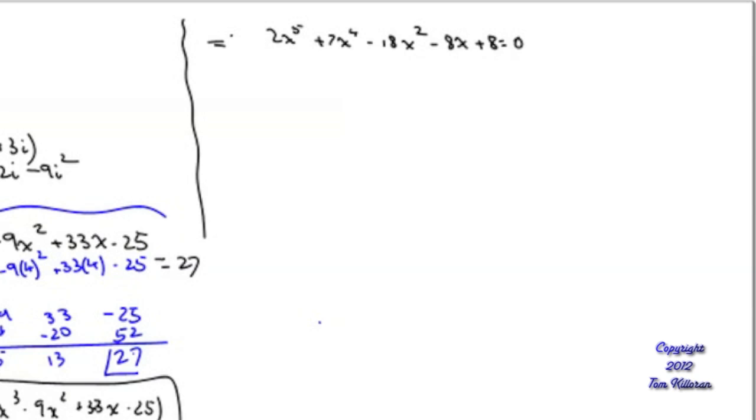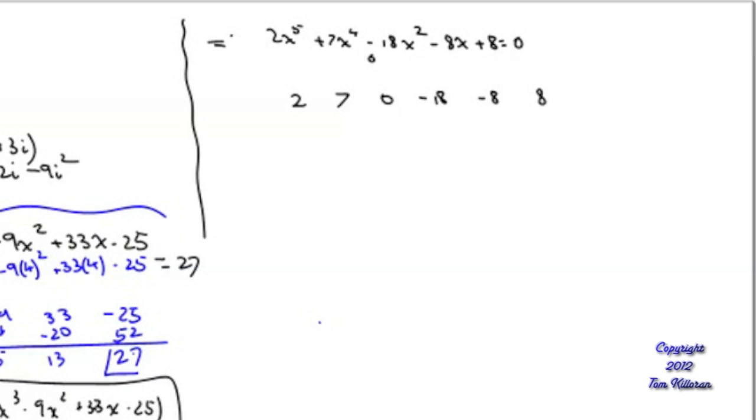Is there anything missing? Yeah, the third power, right? So when we get to the third power, we're going to have to put in a 0. So we're going to start off with 2, 7, 0, negative 18, negative 8, positive 8. I really don't think this is the one I did in my other class. Oh well.